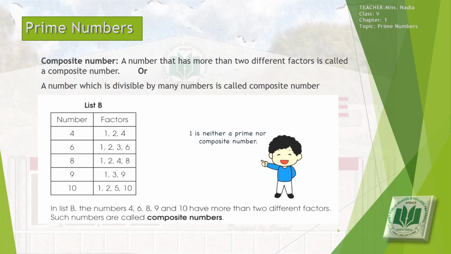And the numbers that are not prime are called composite numbers. Or a composite number has more than two different factors. Or you can say when many numbers divide a number, then this number is a composite number. Look at list B. In list B, the numbers 4, 6, 8, 9 and 10 have more than two different factors. Such numbers are called composite numbers.